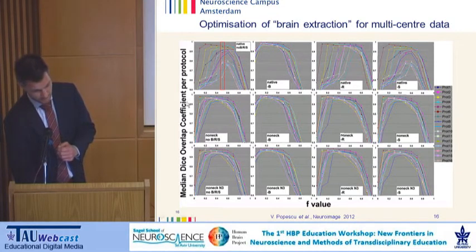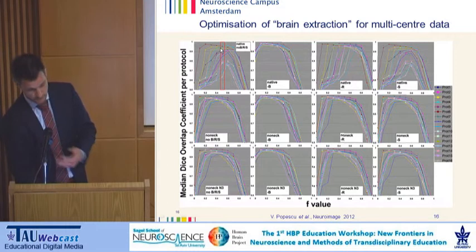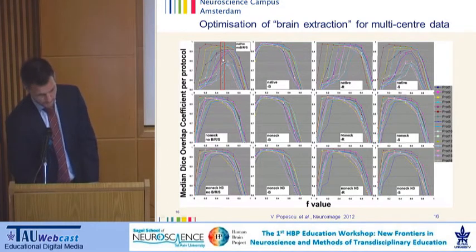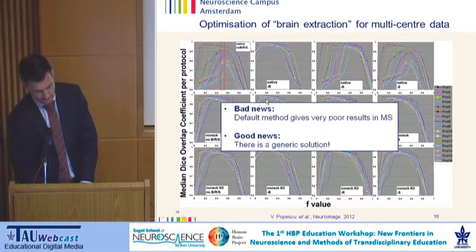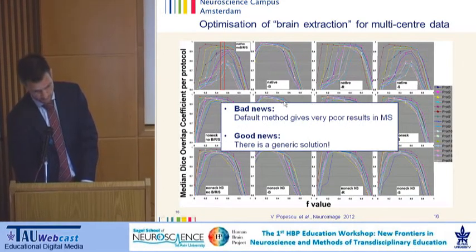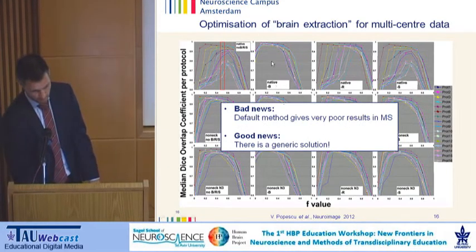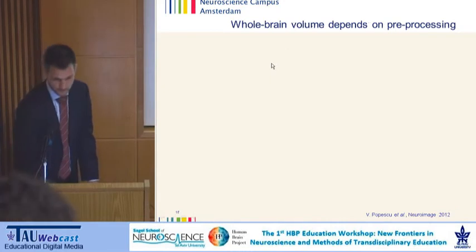And this is again this overlap measure that I explained before. That's why I took the time to explain it. So this ranges here from 0.5 to 1. And you see that it goes down to very low values, just for finding the brain. So we have a big problem in using that. But the good news is that if you do some standard pre-processing, you can actually improve this very much, and it works very well across all these different protocols. So there is a generic solution.